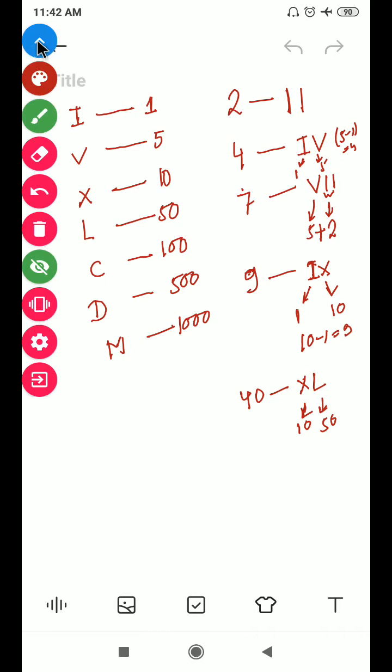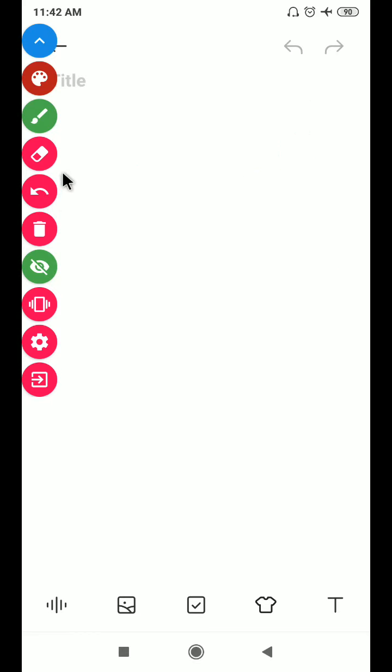Let's see now, go to our exercise. In our exercise, the first question is given here. Go directly to question number 2. Choose the correct option. Here the number given is 79. So you have to convert this one into the Roman number system.